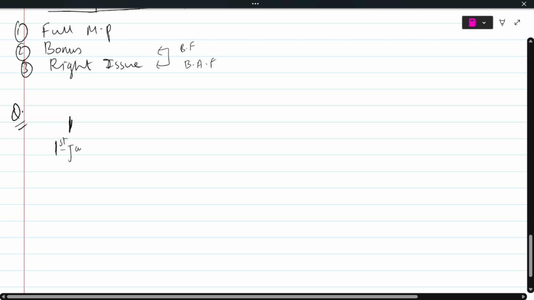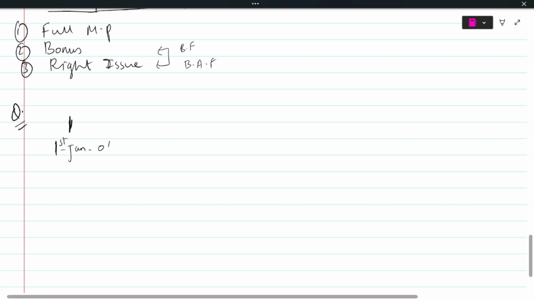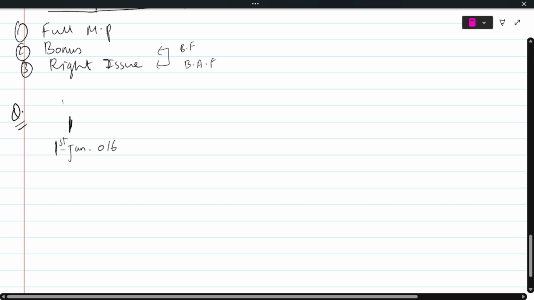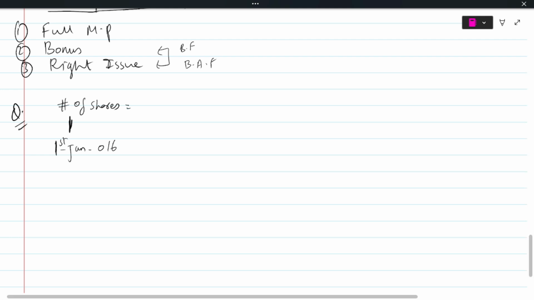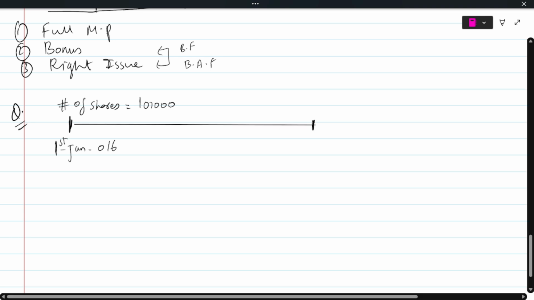So we have our start of the year, which is 1st Jan. Let's change the year now. Let's take it 16. I've been taking 18 for so long, so let's just change the year. Not that it changes anything, but anyway, the number of shares are 10,000 at the beginning of the year. Okay, and then we have our end of the year, which is 31st December 16. Then let's say on 1st of October, the company did a full market price share issue of 2,000 shares.